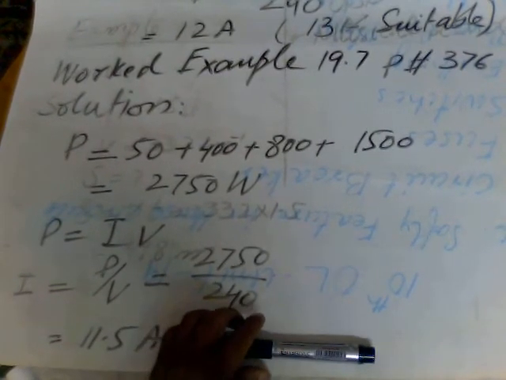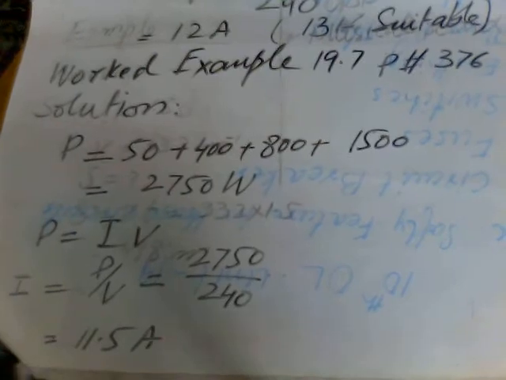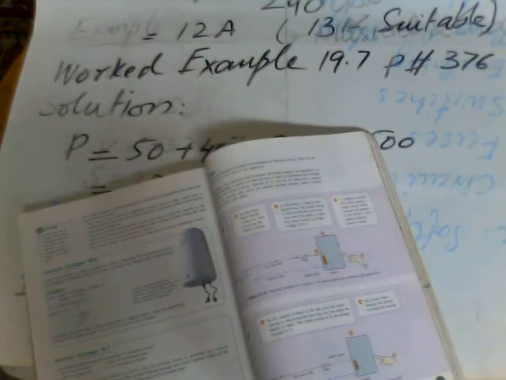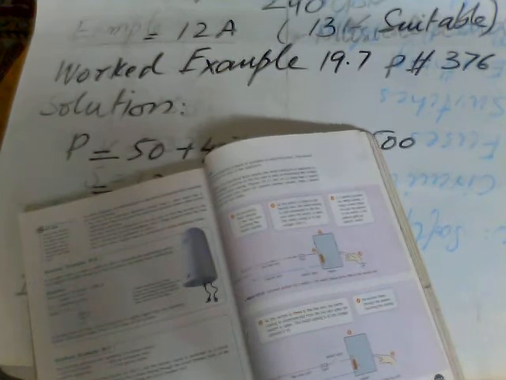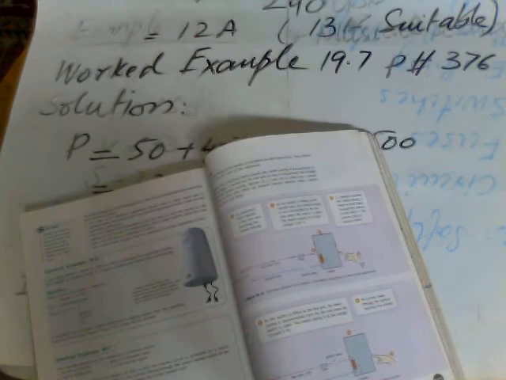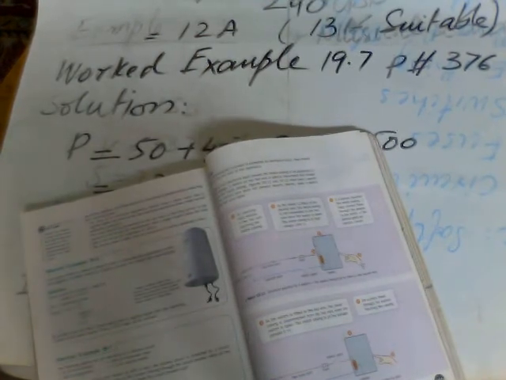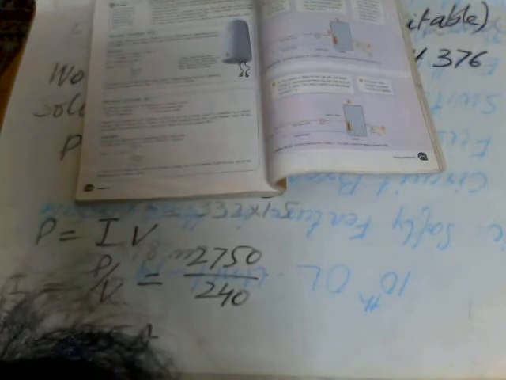Now we have to suggest that a 20 ampere circuit breaker is being used in this kitchen. So we have to suggest whether it is suitable or not. If you see the answer again, our answer comes 11.5 ampere. But the circuit breaker that we are using, its rating is 20.